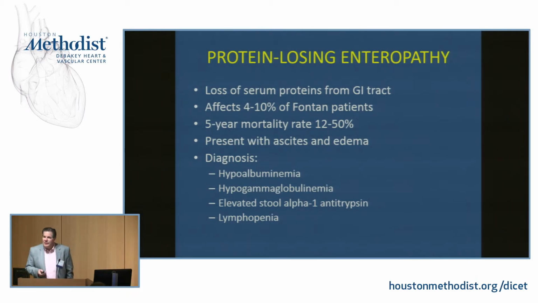Protein-losing enteropathy is seen with Fontan patients. This generally is a result of loss of serum proteins from the GI tract. It affects an estimated 4 to 10% of Fontan patients and has a variable mortality depending on the study. These patients usually present with ascites, edema, sometimes diarrhea. It's diagnosed with low albumin, low IgG, elevated stool alpha-1 antitrypsin, and lymphopenia.